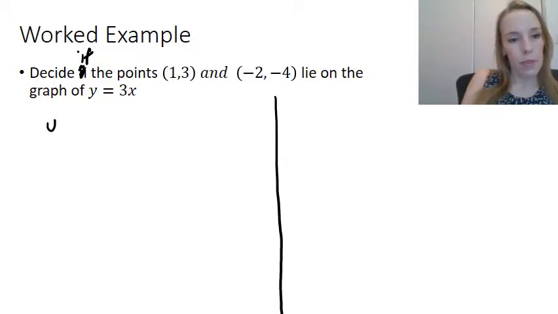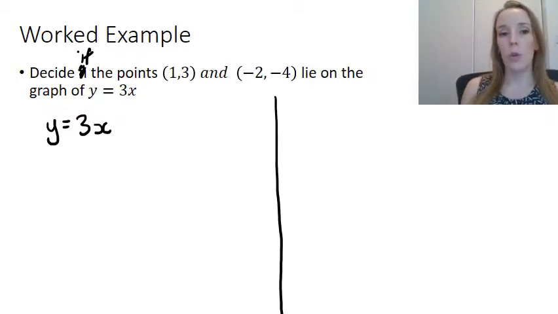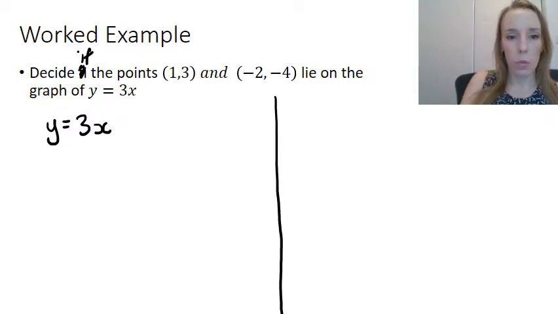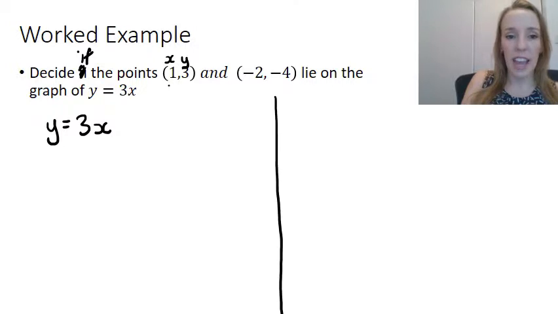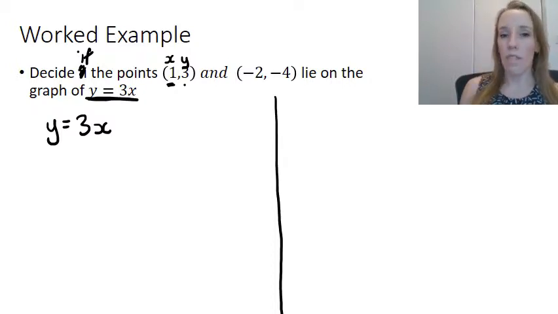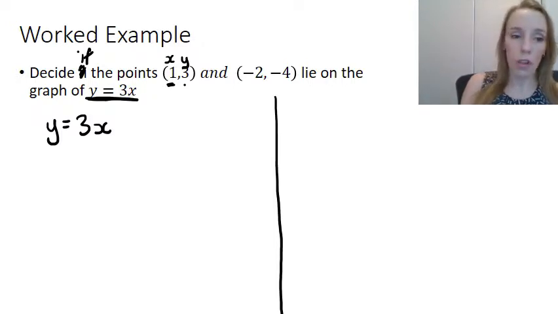So y equals 3x. That's our rule. We've been given these points, so 1 and 3. We know this is the x value and this is the y value. So what we can do is substitute this x value into our formula, work it out, and see if when x equals 1, according to this formula, we get this y value. If we do, we know yes, that point will fall on that line. If we get a different value, we know no, that point would not fall on the line.